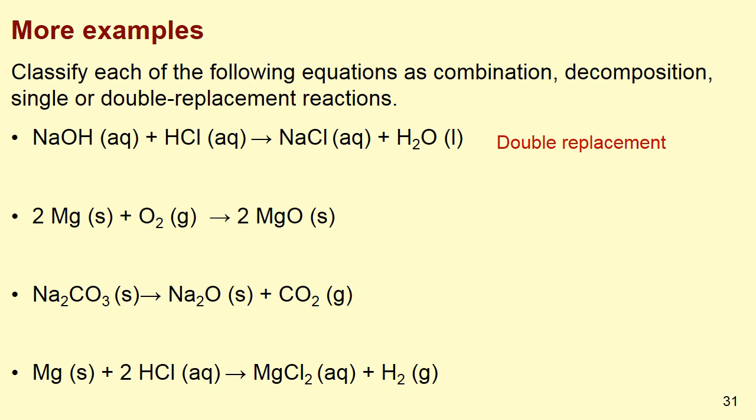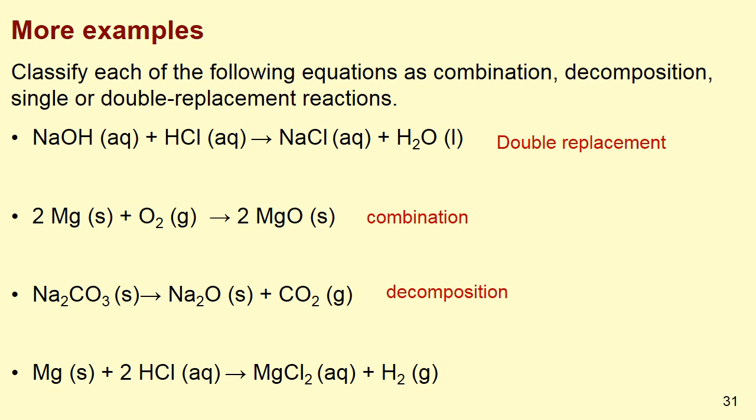Mg plus O2 to give us MgO. Again, we see one product, which is combination. Na2CO3 gives us Na2O plus CO2. That, again, one reactant means that it's decomposition.